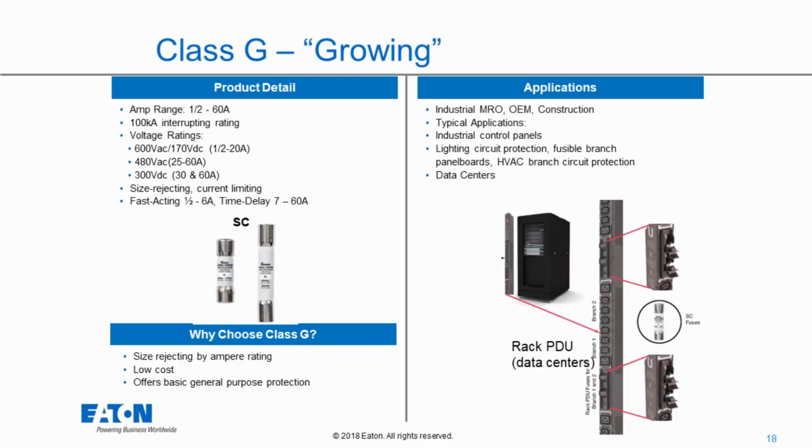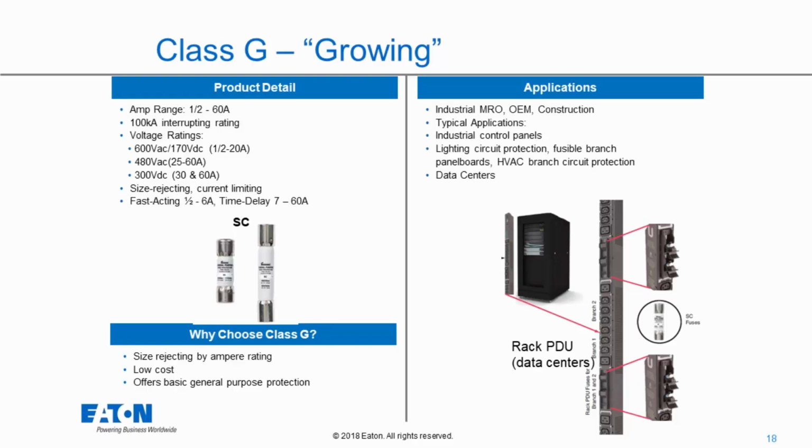This is kind of a peculiar fuse as well because when we look back at the Class CC, they are all physically the same size. They're all going to be roughly 0.4 by 1.5 inches. When we talk about Class G, we now have 4 different sizes from the half amp up to the 60 amp. And this is all designated by UL as well. But they're a little bit different than the standard Class CC. So in this particular case, you'll see on our screen that, at 600 volts, we have a half amp to 20 amp, but then at 480 volts, we only get 25 to 60 amp.